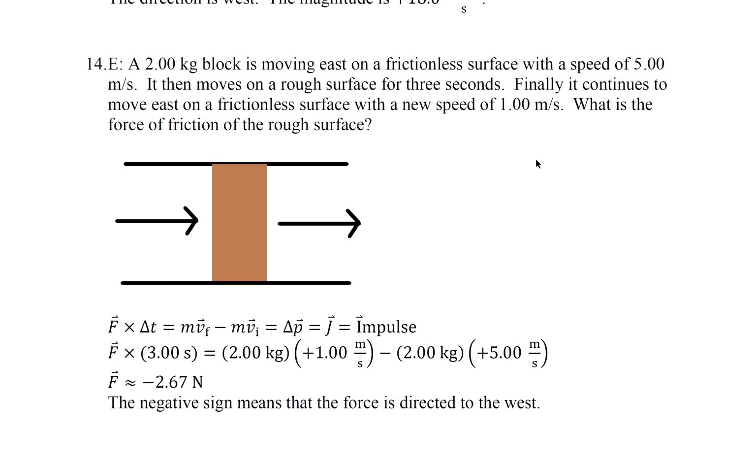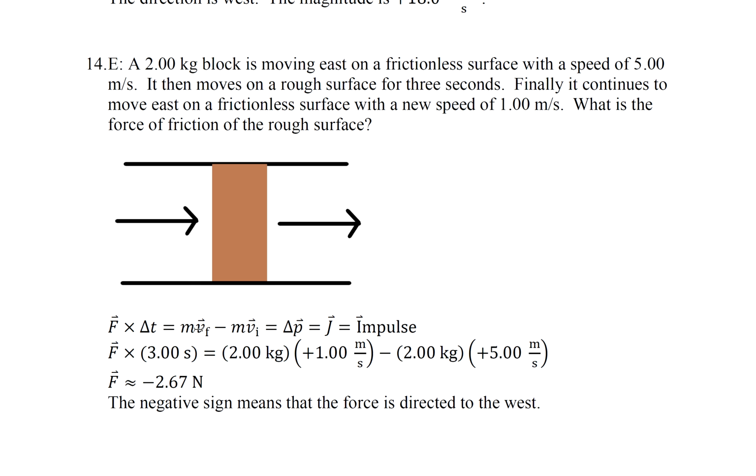Question 14. A 2-kilogram block is moving east on a frictionless surface with a speed of 5. It then moves on a rough surface for 3 seconds. Finally, it continues to move east on a frictionless surface with a new speed of 1. What is the force of friction on the rough surface? So when we draw this image, we notice that the object slows down on that brown surface. So let's just use this equation. Say positive x is to the right or east.